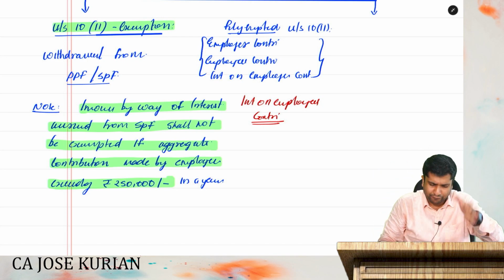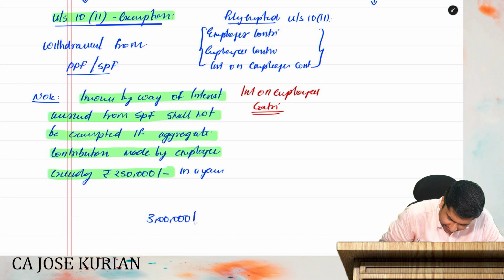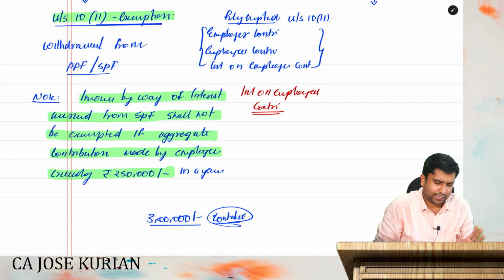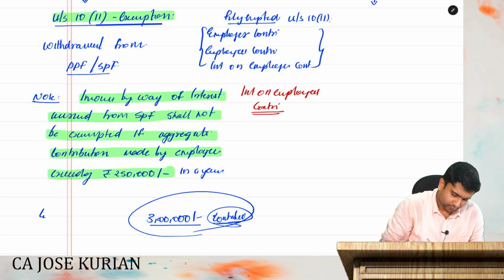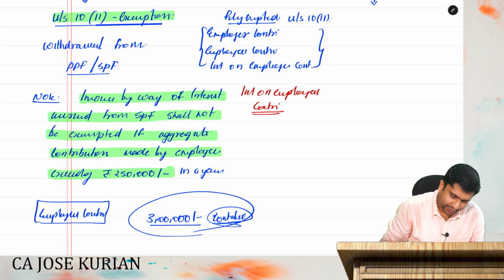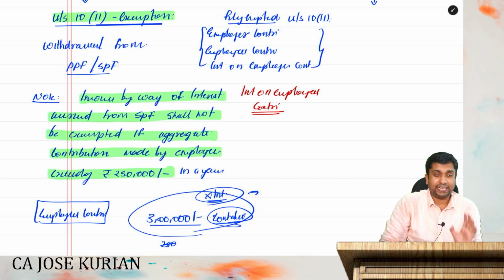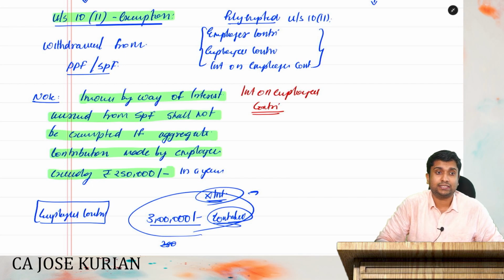Are you with me? Say for example, every year employee contributes 3 lakh to this SPF. Are you all with me? Employee contributes 3 lakh. Then on this 3 lakh he will get interest. And this interest can be enjoyed by the person only at the time of withdrawal.